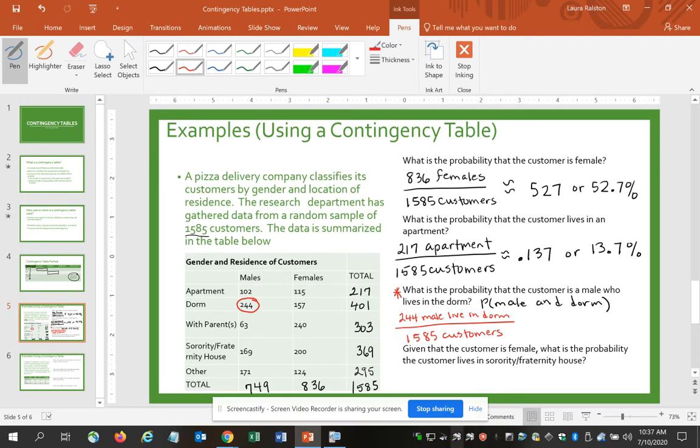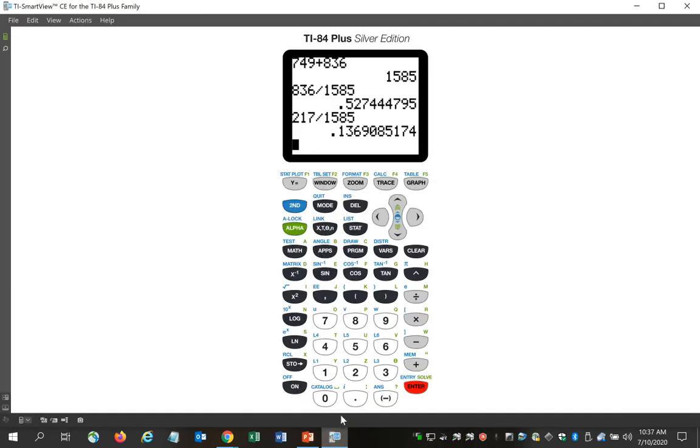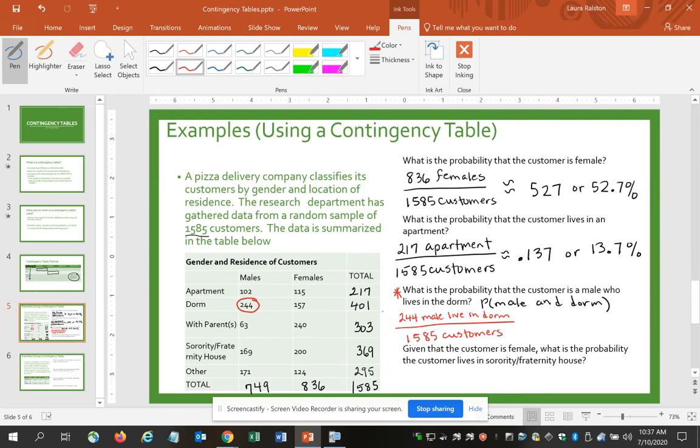Again, we can convert that to a decimal. We can do 244 divided by 1,585, which is 0.1539. Again, be careful because you're going to round up. So it's going to be approximately 0.154 or 15.4%. I hope you remember that to convert to a percent, you simply multiply the decimal by 100.